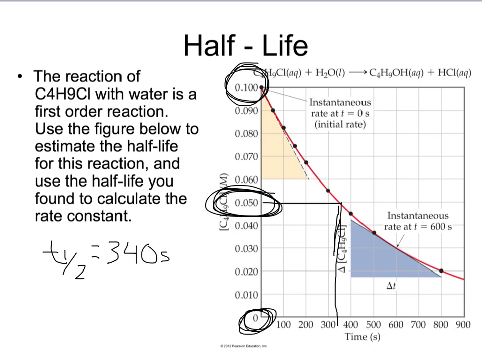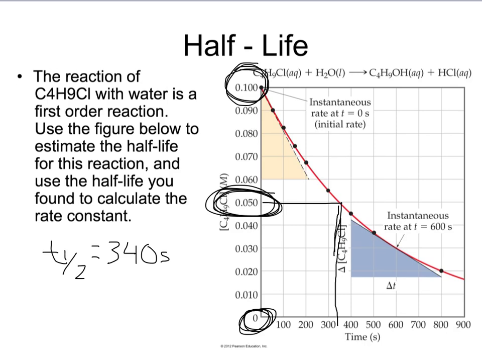So our half-life then would be 340 seconds. And we know that just because originally I'm starting off with 0.1. At half-life, I have to be half of that original concentration, which would be 0.05 molar. I look at my red curve, and then I can follow down to where the time is, and it should probably be roughly around 340 seconds.